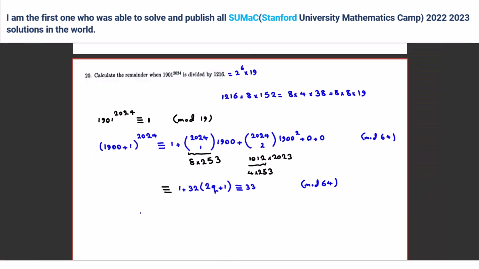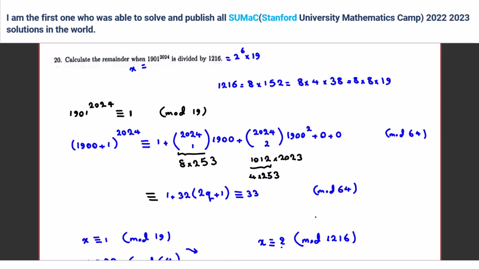We can write like this. So suppose this number is x. x is 1 mod 19. x is 33 mod 64. Now by using these two things, you can find x is what mod the product, which is 1216. Want a hint for this part or want to try on your own? Try my own. Okay, sure, try.